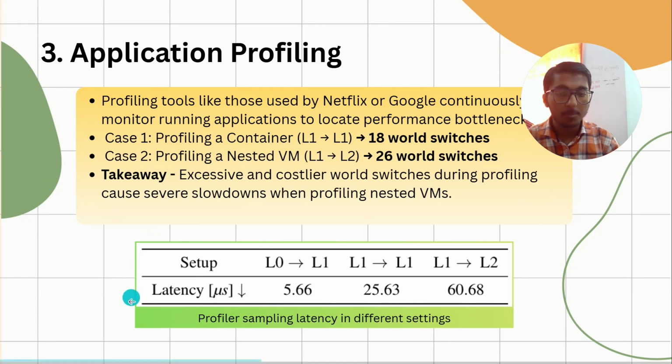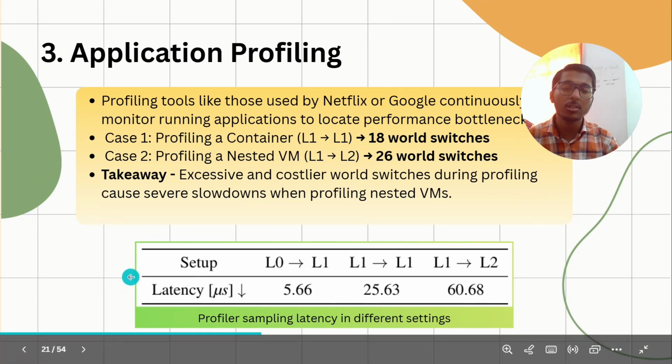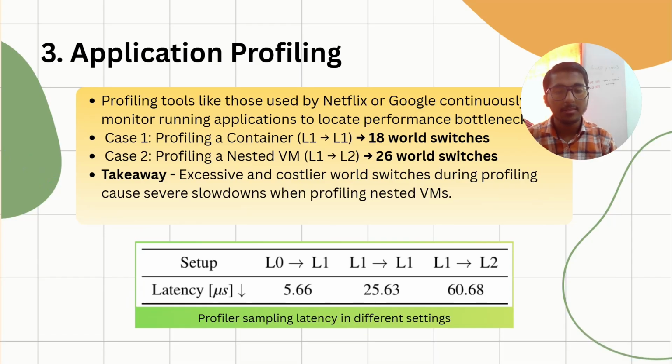Here, the profiler sampling latency in different settings is shown, where L0 to L1 is very low. If we talk about the L1 container, it is approximately 5 times that of L0 to L1, and L1 to L2 increases significantly higher.